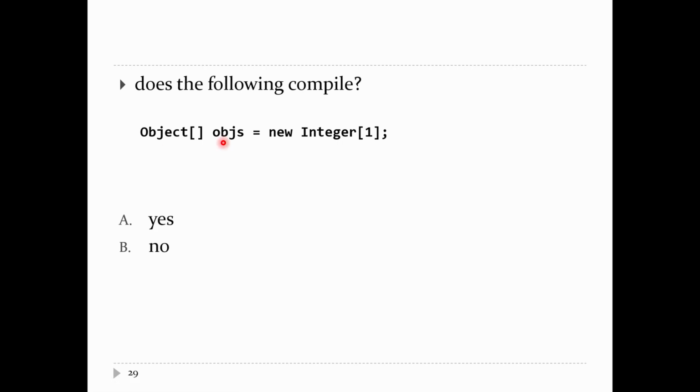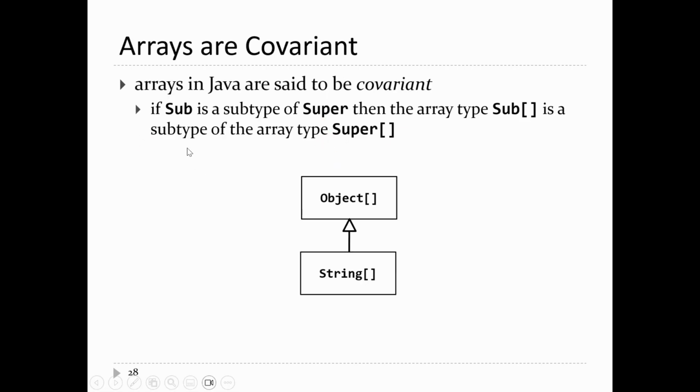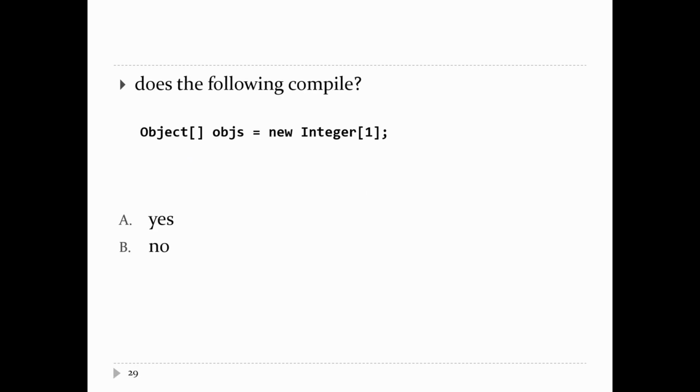Okay, so if you allow this to happen, because of this fact, weird things happen. So does this compile? Now remember how this works in Java. Left-hand side, declared type. Right-hand side, actual type. The actual type has to be substitutable for the declared type. So is an array of Integer an array of Object? Well, according to this picture, the answer is yes. So this compiles. That lets you store an array of one Integer in objs.